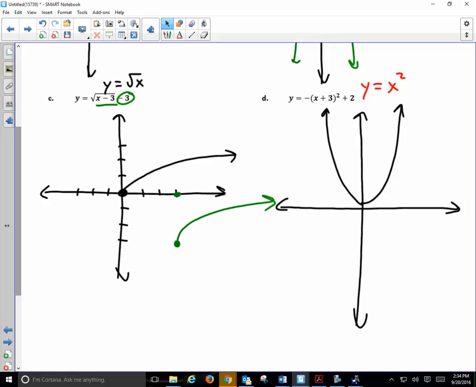Is there something on the inside that will shift this? What's on the inside? The plus 3. Well, the plus 3 shifted 3 to the right or 3 to the left? 3 to the left. Very good. So we'll go 3 to the left. How about the 2 on the outside? Will that shift it up 2 or down 2? Up 2. How about the negative on the outside? Will that make it go right side up or upside down? Upside down. And so this is the function.